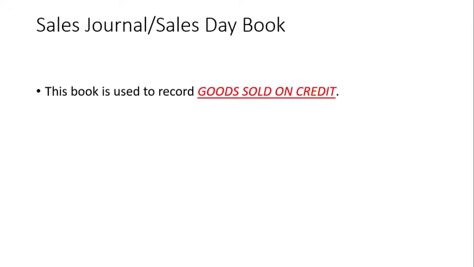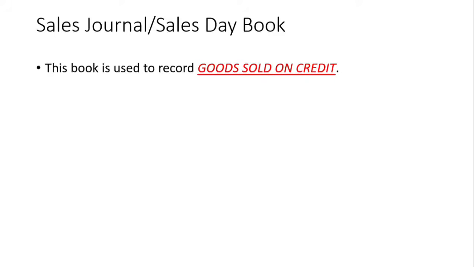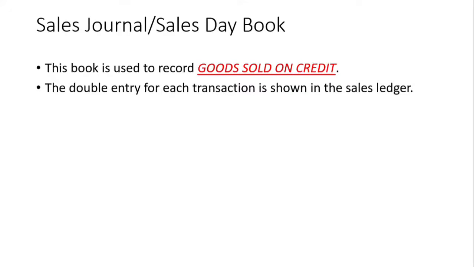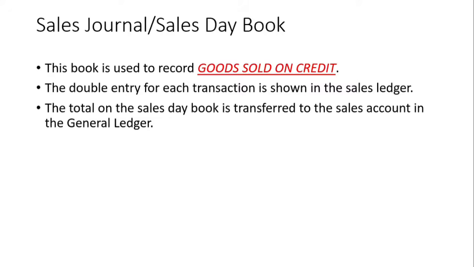Sales journal, or the sales day book. Now this book is used to record goods sold on credit, again very important. The double entry for each transaction is shown in the sales ledger. The total on the sales day book is transferred to the sales account in the general ledger.